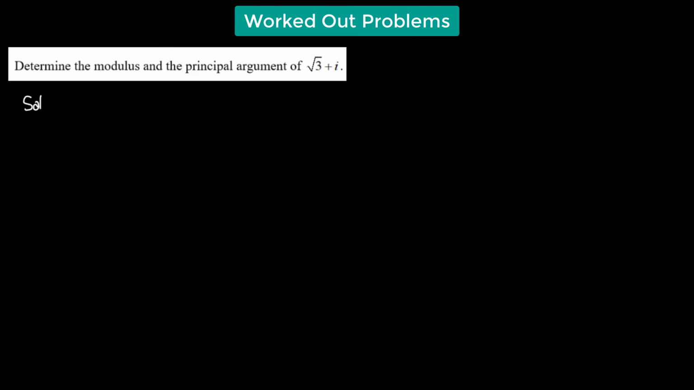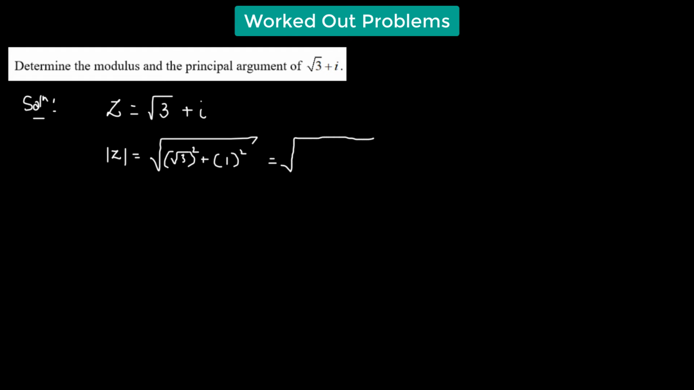Let us go to the next question. In this question we have a complex number z given by square root of 3 plus i. So we'll find out the modulus. We have the square root of the square of the real part added to the square of the imaginary part, and that gives us the square root of 3 plus 1, which is equal to the square root of 4, and the square root of 4 is equal to positive 2. We are neglecting -2 here because the modulus is always a positive number.